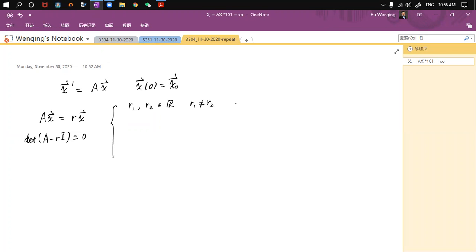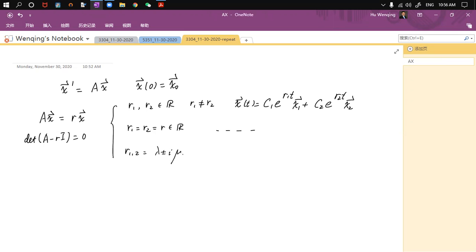Based on r1, r2, if they're both real and distinct, then you're going to find the eigenvectors, and the solution is C1 e to the power r1 t x1 plus C2 e to the power r2 t x2. If the two eigenvalues are equal and real, then you're going to have another solution for the general solution, and if they are complex conjugates of each other, then you're going to have another form of the general solution. That's what we have been talking about in our previous lectures.